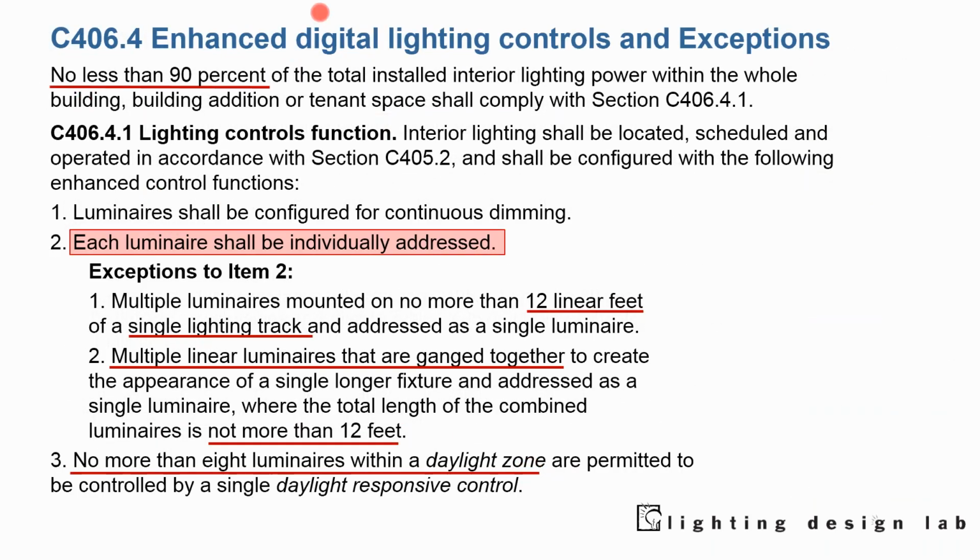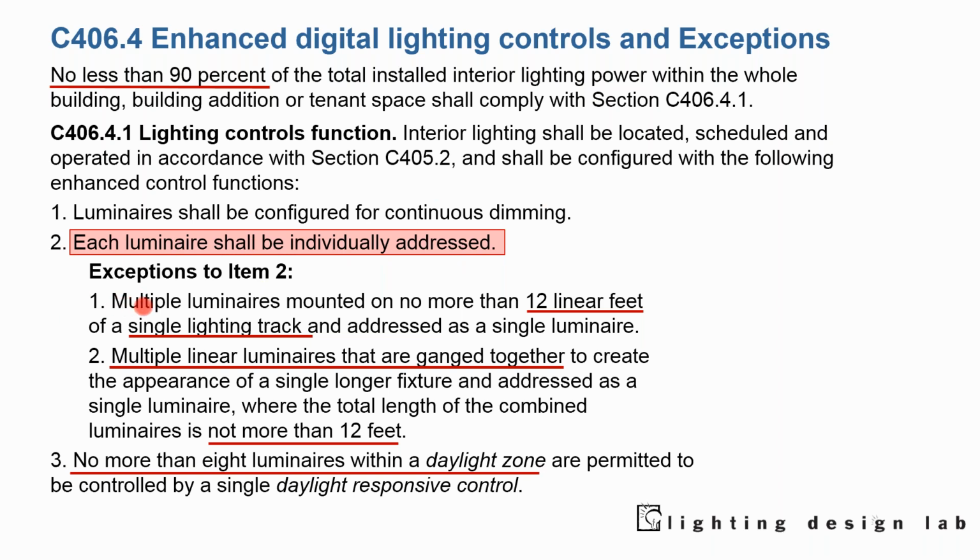And then enhanced digital lighting controls and the exceptions. So not less than 90% of the total installed interior lighting power in the whole building or tenant space shall comply with this. Luminaires shall be configured for continuous dimming. Each luminaire shall be individually addressed. That's kind of a biggie.